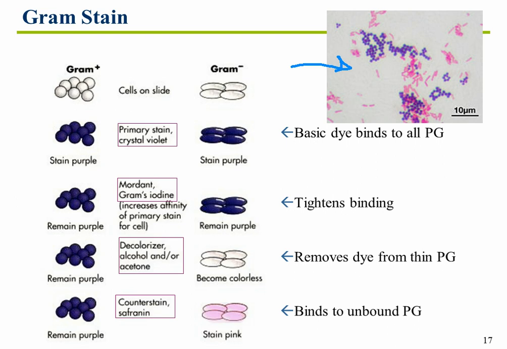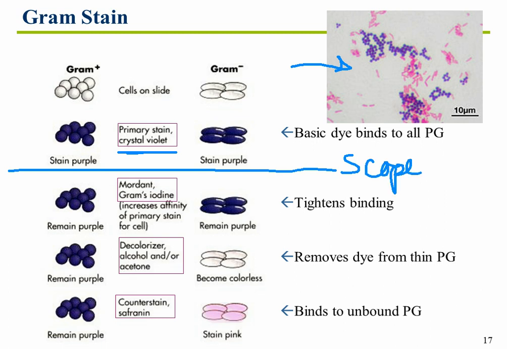Okay, so first we're going to use crystal violet, the primary dye. Now remember, we've got 2 bacteria mixed together. If, for any reason, you stopped the gram stain right there, after staining for a minute, and you wash it off with water, and you look at it on a microscope, everything would be purple. Both the gram-positive and the gram-negative.